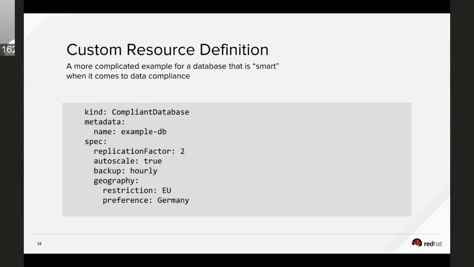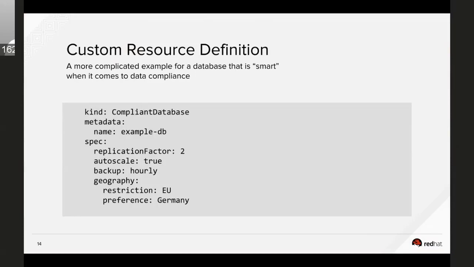And what this is looking at is an object for a magical compliant database. So these days we've got GDPR and all kinds of data locality concerns. And let's imagine that we have a piece of software that is knowledgeable about this. And it's knowledgeable even maybe about multiple clusters and geographies. So here we're going to instantiate a new compliant database. It's got a name of example.db. It's a replicated database, so it's got a replication factor. We're going to dial that up to 2.